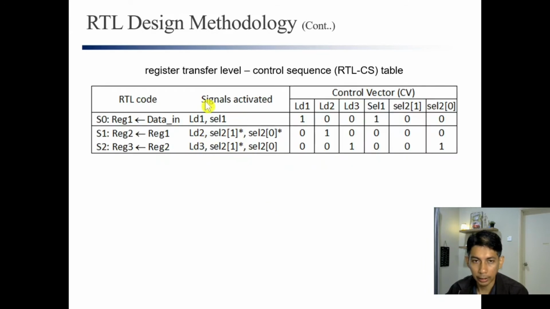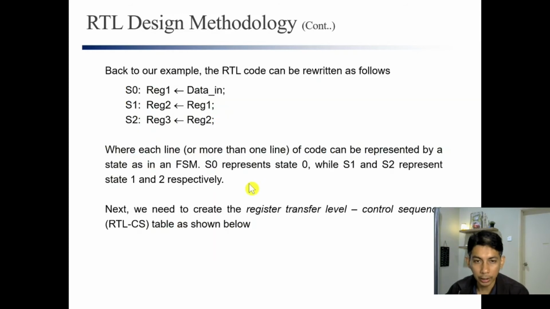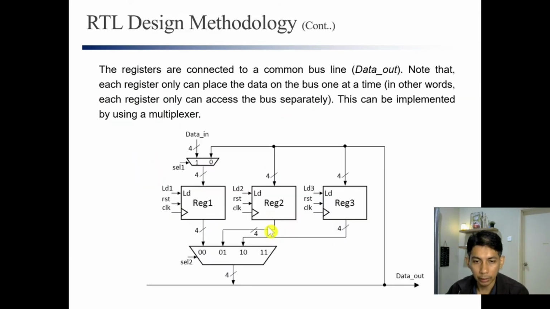And we see that here signal activated, LD2 must be 1. The activated star here means inverted, or not, which means that this is 0. This one should be 0. Must be 0, 0, 0. And the last operation is to move the data from here into here.